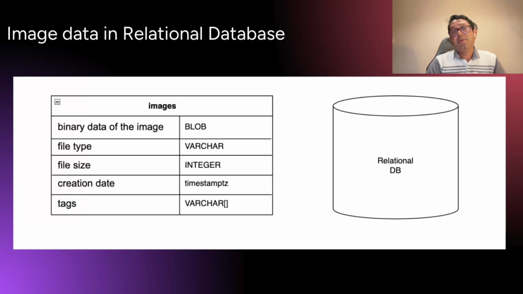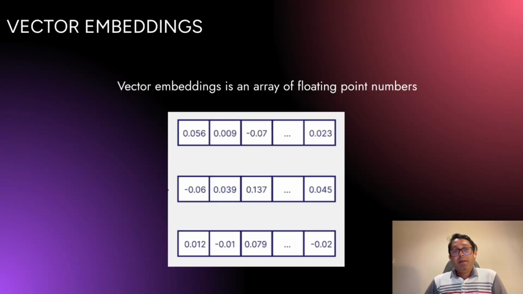In fact, for any kind of unstructured data like image, audio, video, or even large text, the relational database will not be suitable. Vector database should be used. In vector database, one image will be converted into vector embeddings. Now the question is, what is vector embeddings? Vector embeddings is just an array of floating point numbers. Here, each number quantifies a particular feature or characteristic.